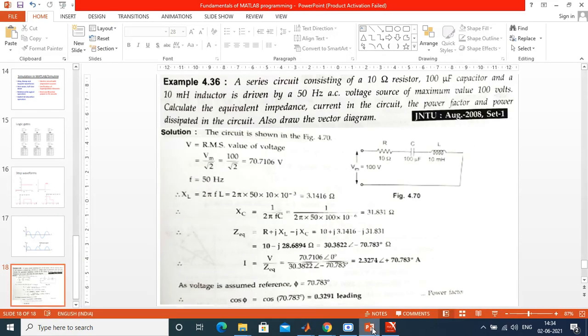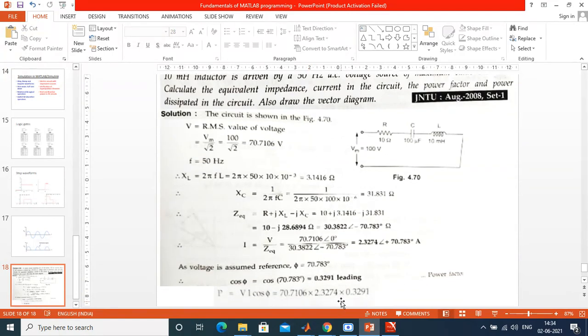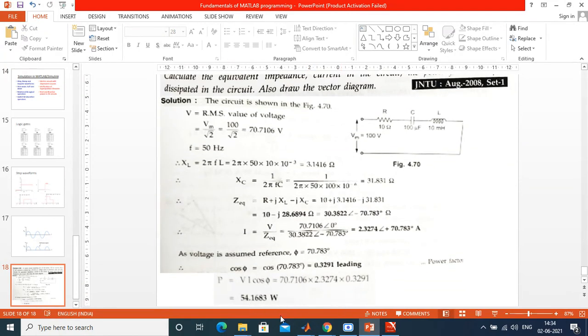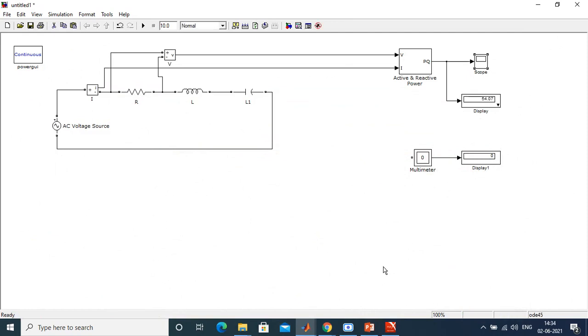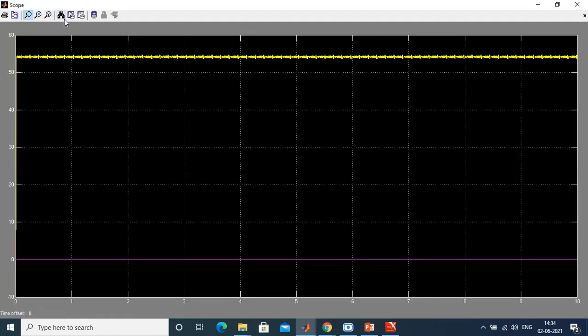Now what is the answer you need? What is the power value? The power value is 54.16. See here, is it the same as the active power? Clear? 54.07. See, that was the value. Clear?